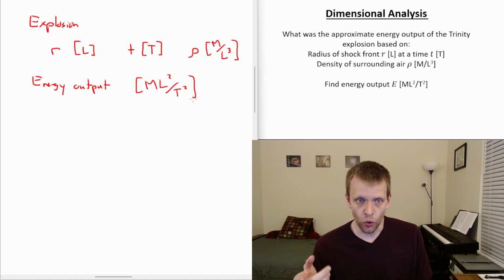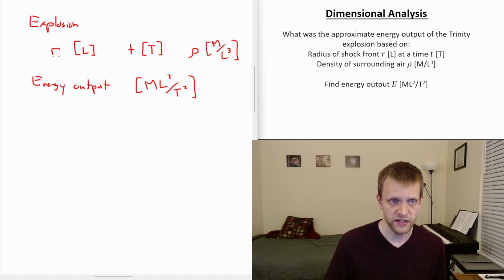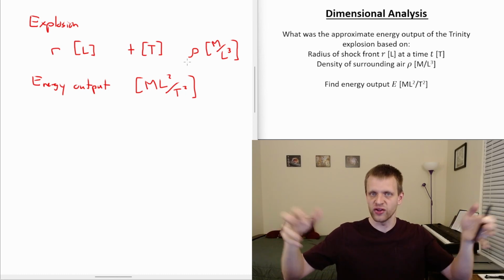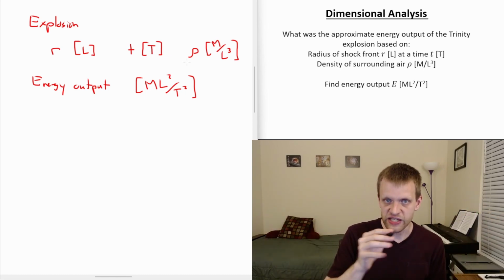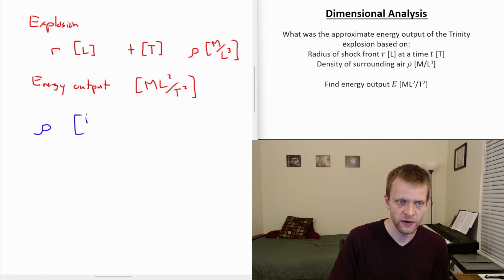So again, the goal is to figure out, can I find some combination of these terms, the radius of the shock front, how much time has elapsed, and the density of the surrounding air, for basically figuring out how much air has it pushed out of the way during that time, to get these particular units of energy. Well, let's start by just looking at the mass, since there's a mass in this energy output that we need, and the only other place where mass shows up is in this density term. So if I start out with just that density, that's going to be mass over length cubed.